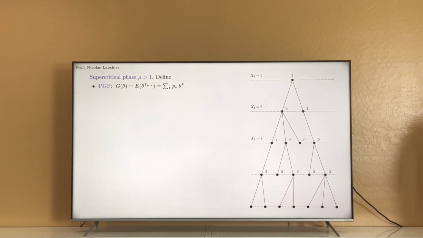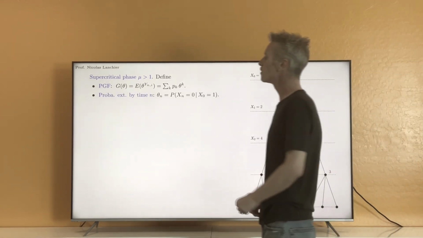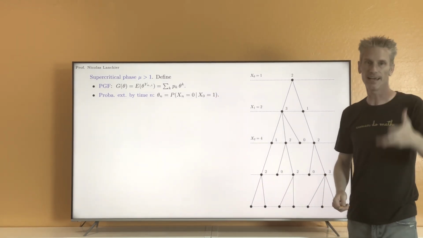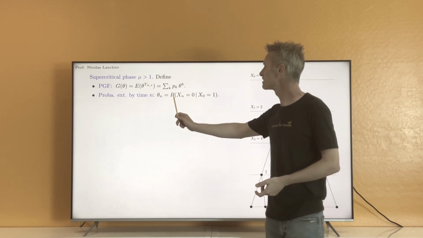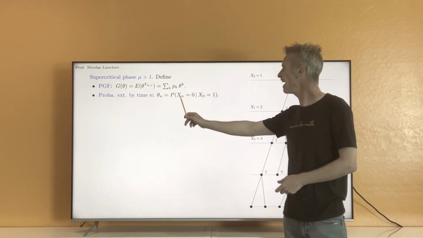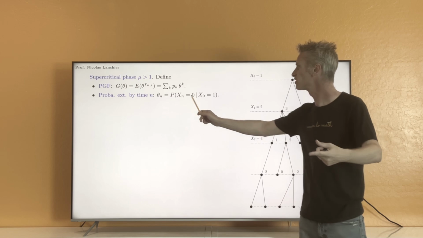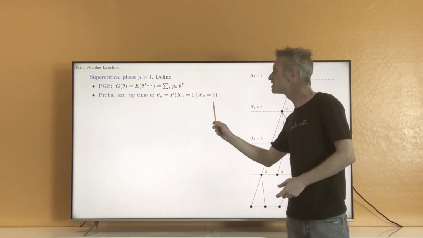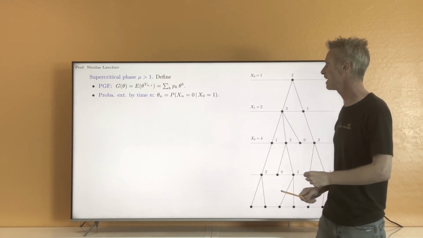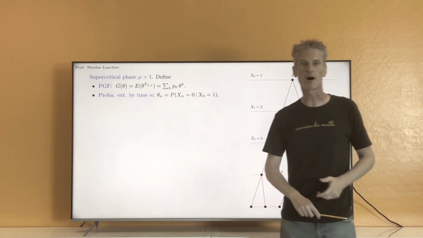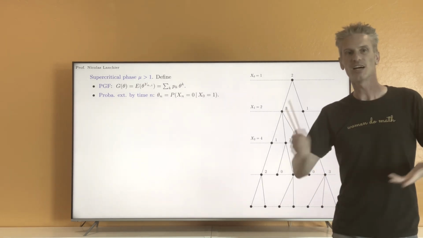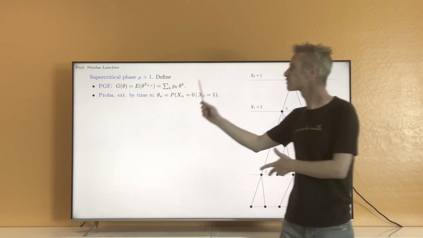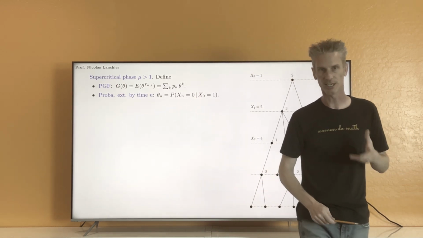Then the probability of interest we are going to look at now is the probability of extinction by time n, which I define as the conditional probability that Xn equals 0, so you have extinction before time n, given, I remind you, that we start with one individual at time 0. I'm going to call this probability theta n. Now, it turns out that this sequence theta n is related to this function g here.